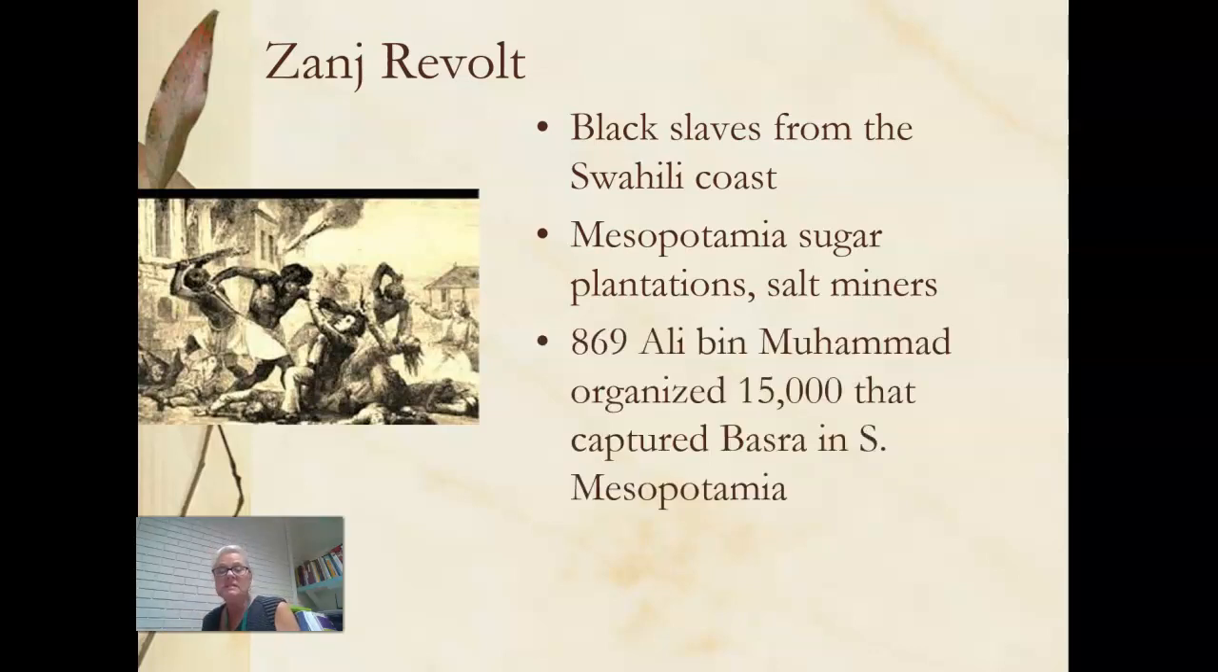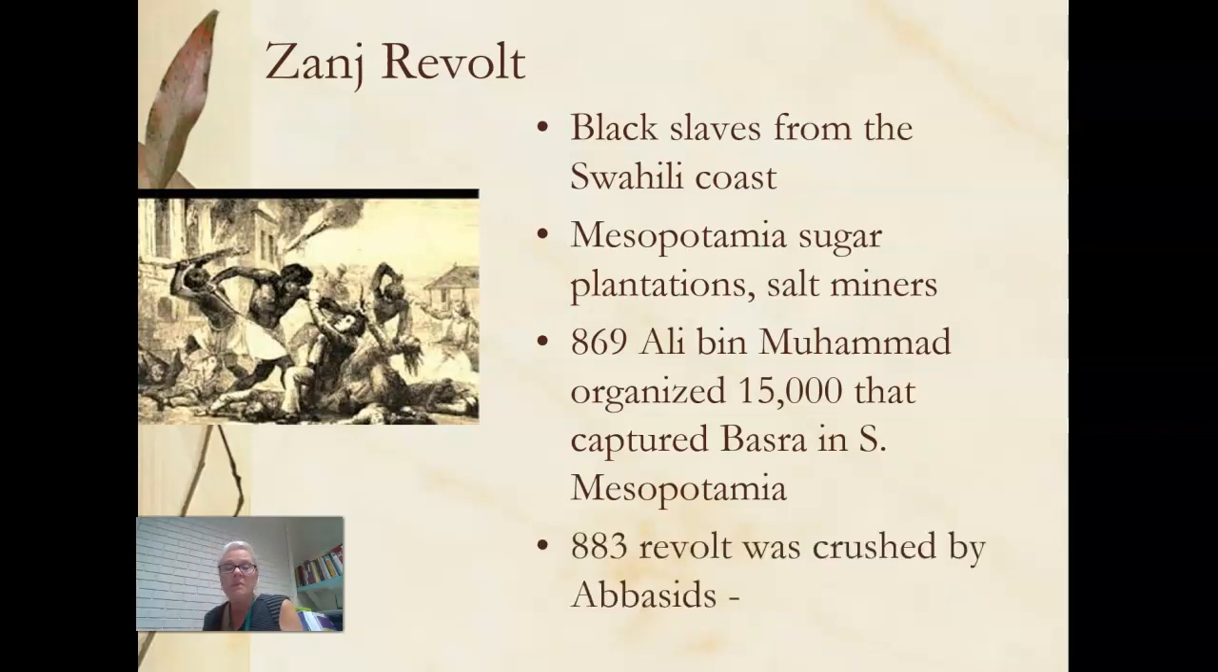In 869, Ali bin Muhammad organized 15,000 slaves. They captured Basra in southern Mesopotamia, which was Muslim. And in 883, the revolt was crushed by the Abbasids, and the Islamic slave trade continued. So that's where we're going to end with this chapter.